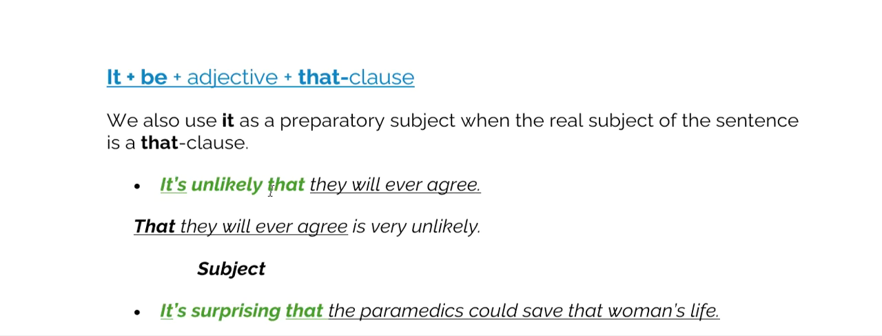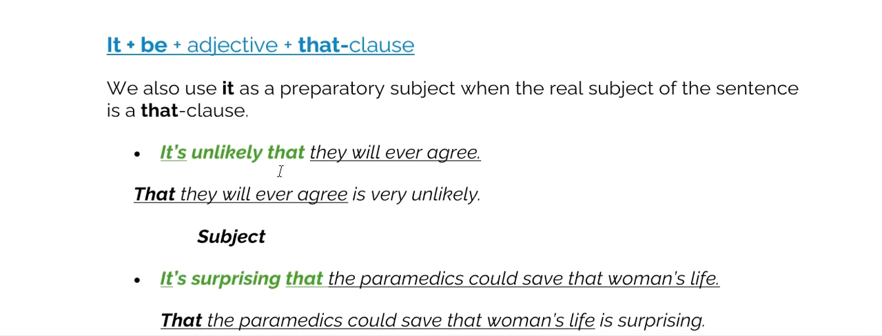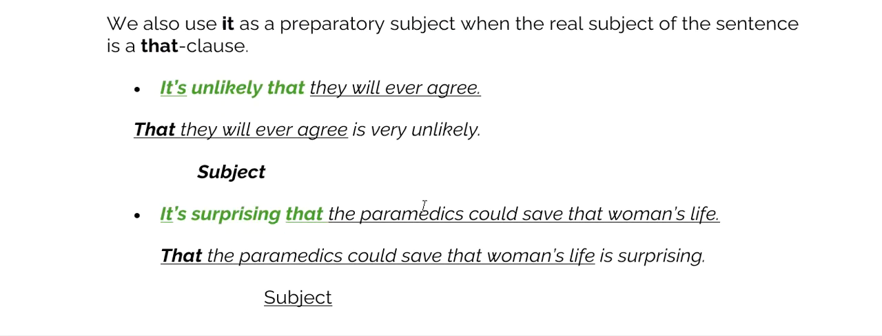We can also use the structure it plus adjective plus that clause. Again, a that clause is considered a long clause in the English language. Native speakers prefer not to start their sentences with a that clause. They move it to the end of the sentence, and instead they start their sentences with it. So instead of saying that they will agree is very unlikely, we say it is unlikely that they will ever agree.